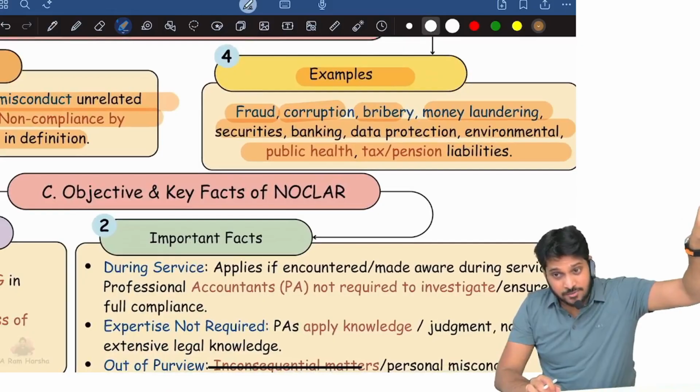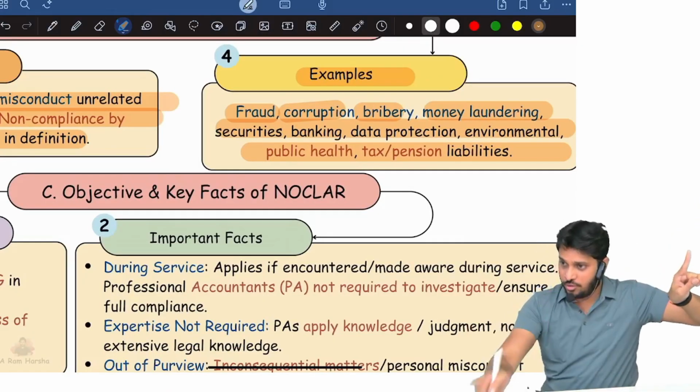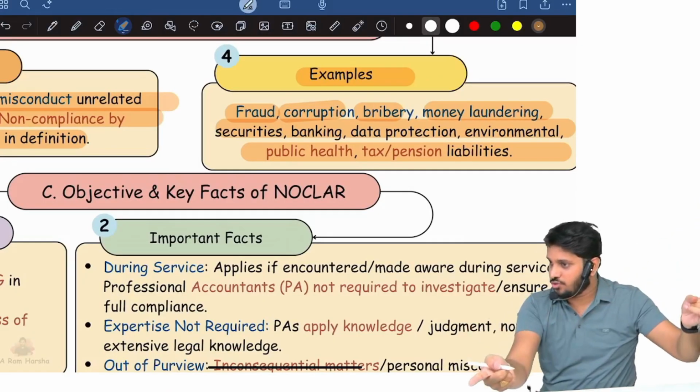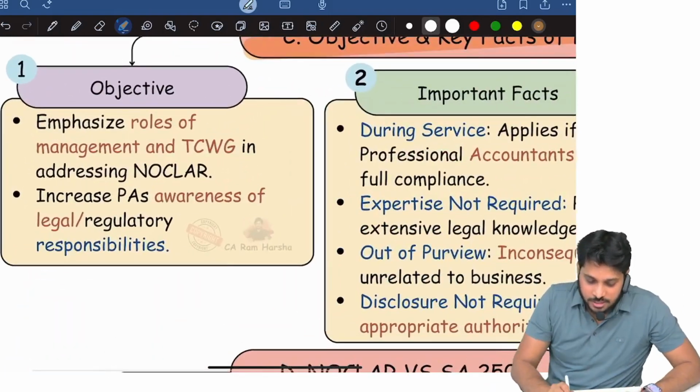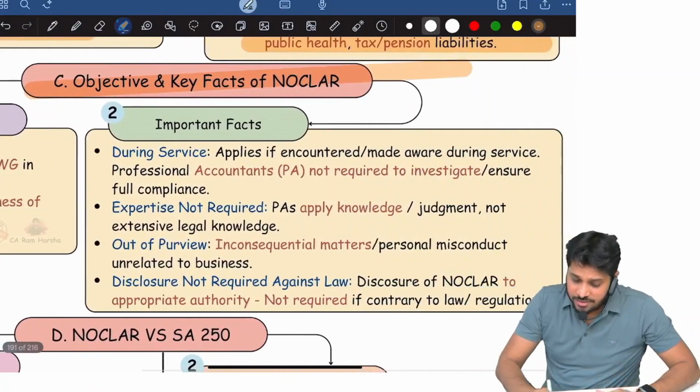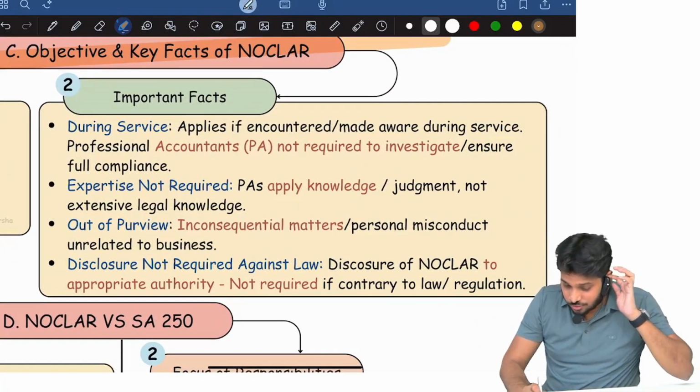Very simple. If the respective law says the auditor has to report, then only you have to report. Otherwise, you don't have to report. Next, the objective and key facts of NOCLAR. Objective. Important facts. This you see. Important facts alone you see.